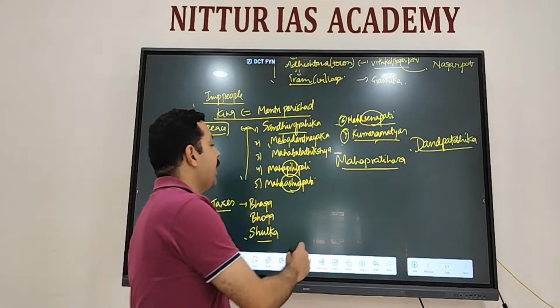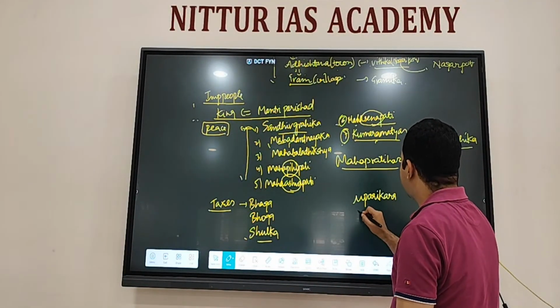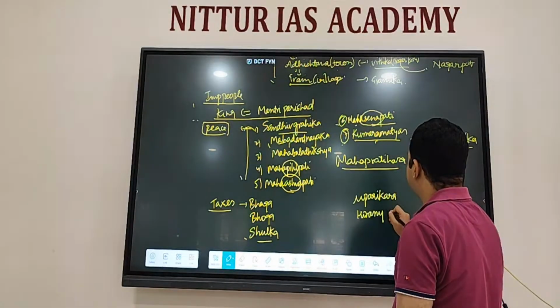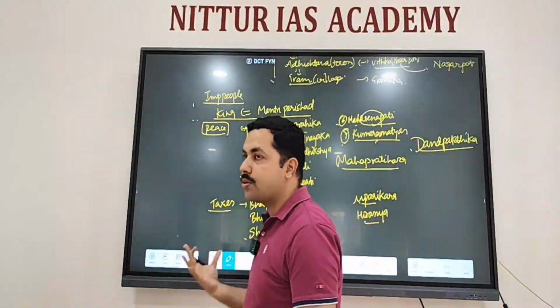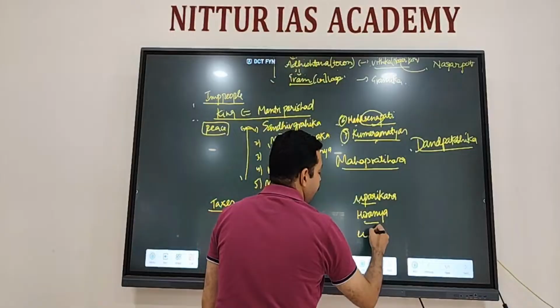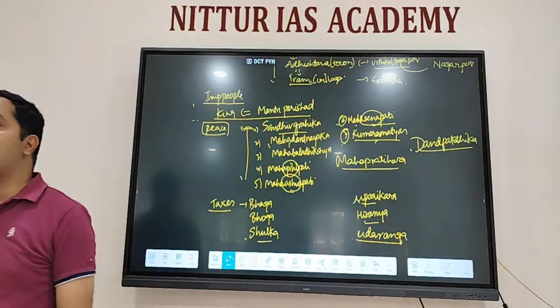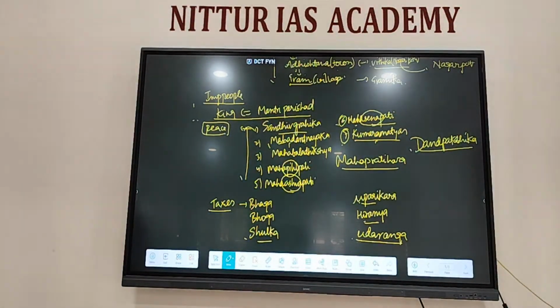In Gupta's period, one is Upari Kara, another is Hiranya, another is Udaranga. These are the other kinds of taxes that used to be mentioned. A few are the ones we discussed earlier, and a few are new taxes like Uparikara, Hiranya, and Udaranga.